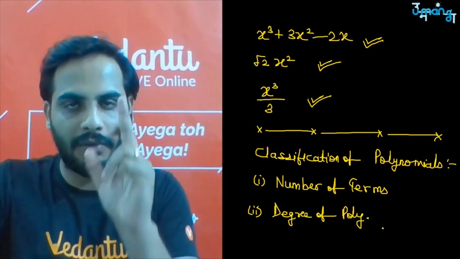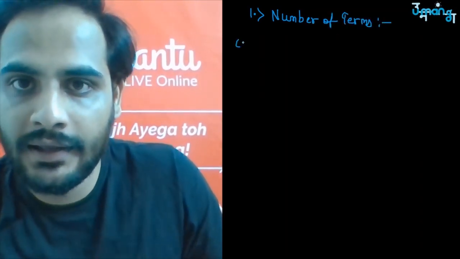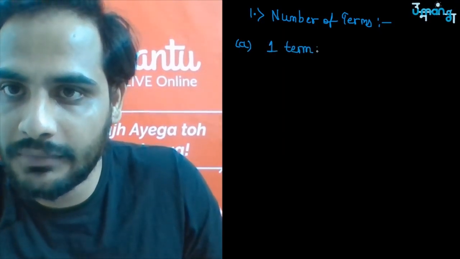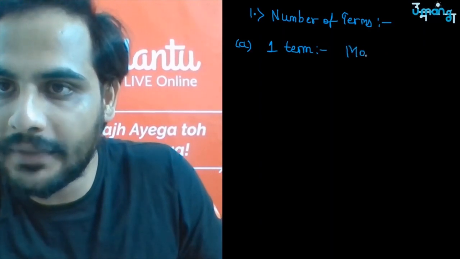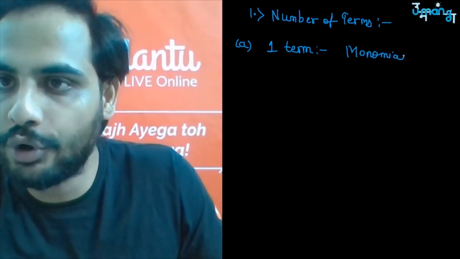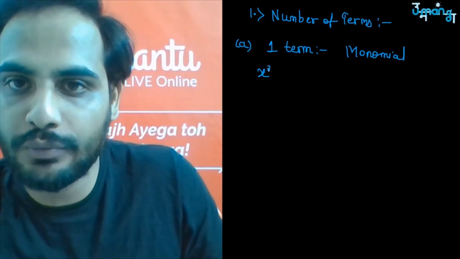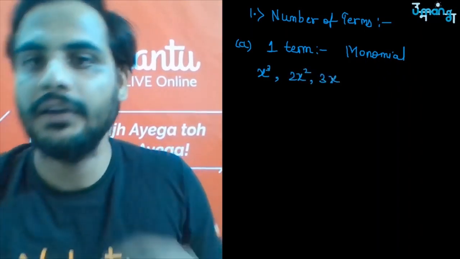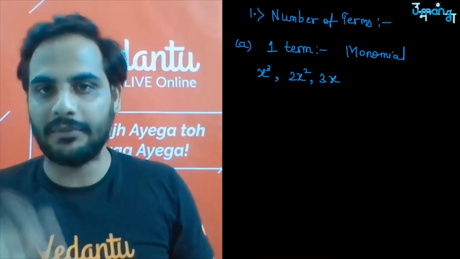Let us talk about the first classification, that is the number of terms. On the basis of number of terms, if a polynomial has only one term, then it will be called a monomial. For example, x cube, or let us say 2x square, or 3x. These are monomials. Only one term is there.